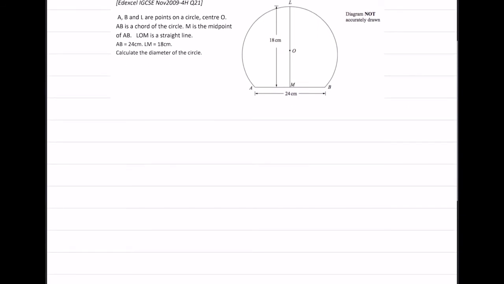In the next question, A, B, and L are points on a circle center O. So we have center O, so that reminds us of our center theorems. AB is a chord of the circle. M is the midpoint of AB. So if M is the midpoint of AB, then that means that this angle subtended would be 90 degrees, because a line drawn from the center to the midpoint of a chord is perpendicular to that chord. LOM is a straight line. AB equals 24 centimeters, so that means that AM and MB are each 12.